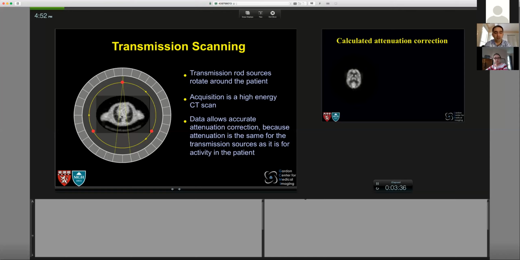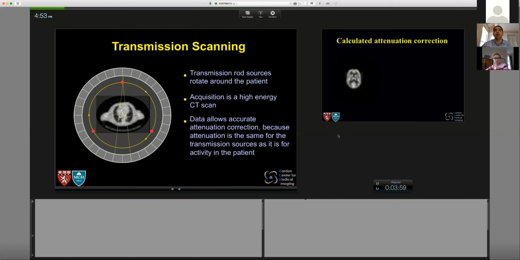Remember from one of our first lectures that the probability of interaction by Compton scatter or the photoelectric effect depends on the energy of the photons. The higher the energy, the less photoelectric effect. So if I had a CT here, I would have a different differential attenuation than if I have positrons. If I have a positron emitter here, I'd have the same thing.